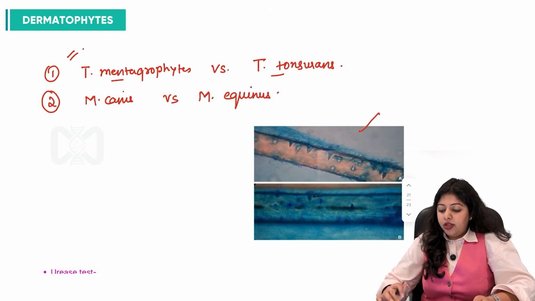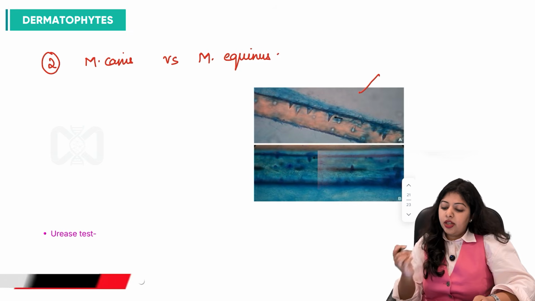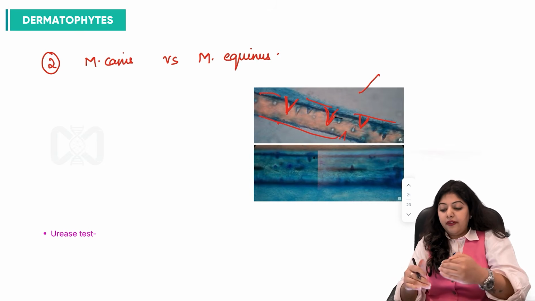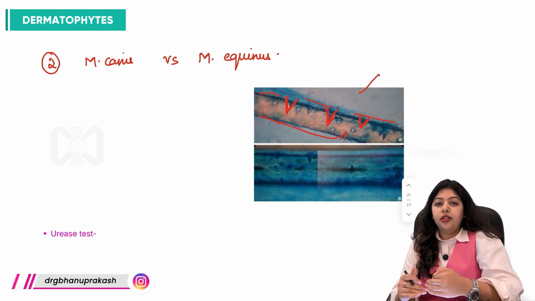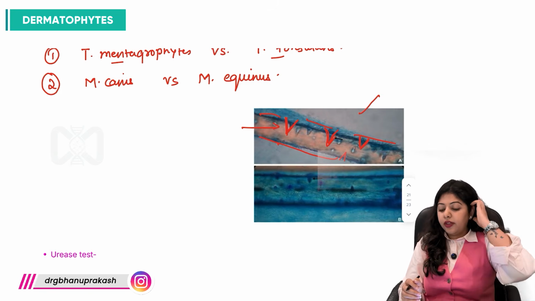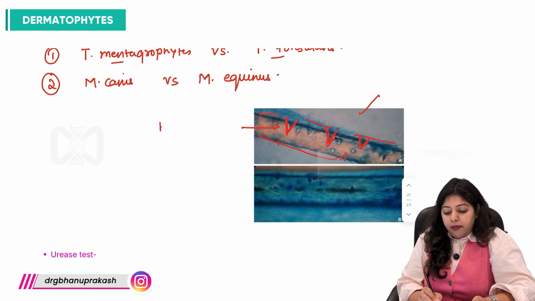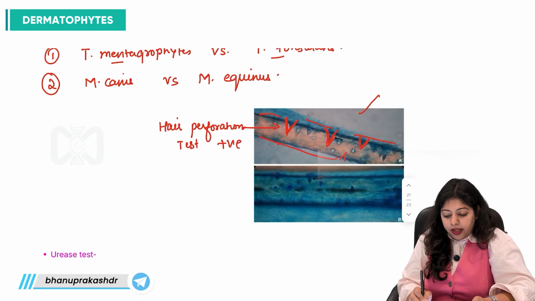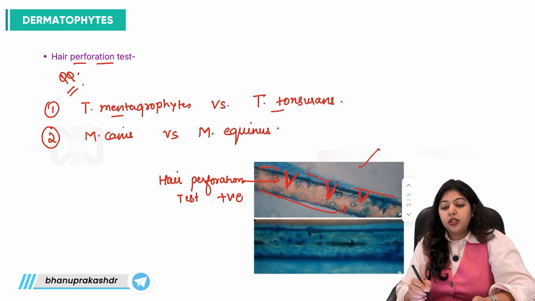So for the hair perforation test, let us just look at the image. Can we see these small wedge-like invaginations which are occurring? This is the hair shaft, and these are wedge-like invaginations which form inside the hair shaft. If they form, this gives a hair perforation test positive, right?